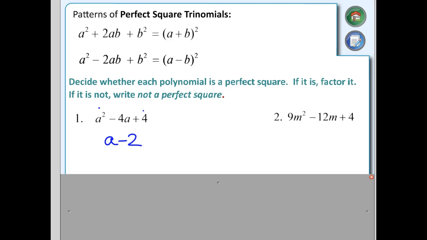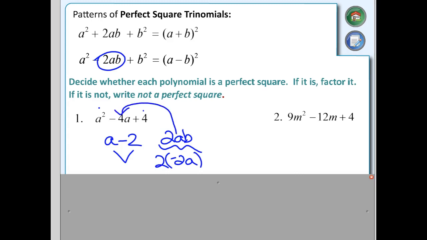So how do I check the middle? Remember, we're checking to see if we've got 2ab. All right, that's what we're checking for. So we've got a times negative 2 is negative 2a. And if I multiply that by 2, I get negative 4a. The middle checks. Okay, if the middle checks, then this is a binomial squared.